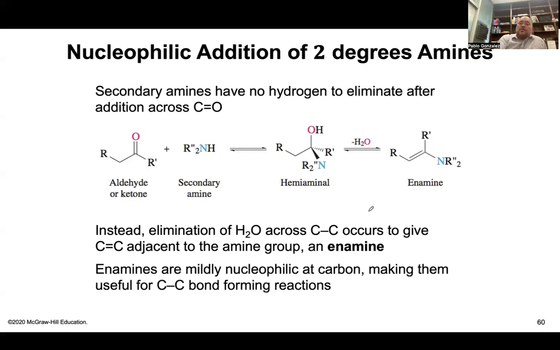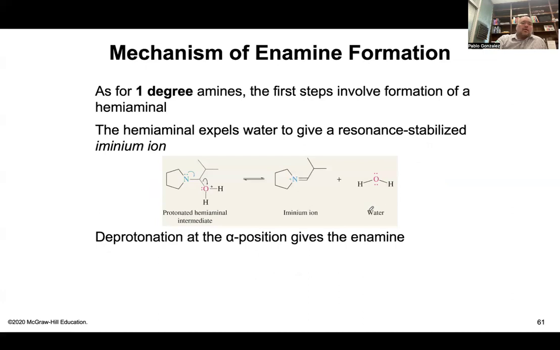Enamines are mildly nucleophilic at carbon, making them useful for carbon-carbon bond forming reactions. So the mechanism of enamine formation, as for the primary amines, the first step involves the formation of a hemiaminal. The hemiaminal expels water to give a resonance stabilized iminium ion.